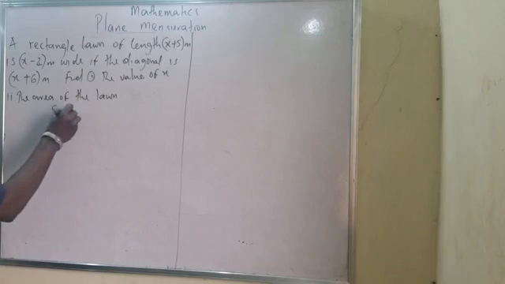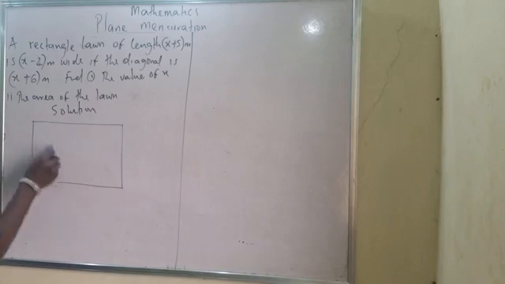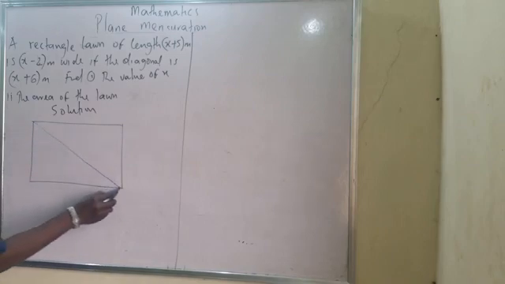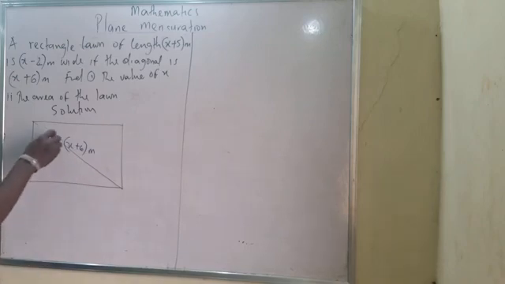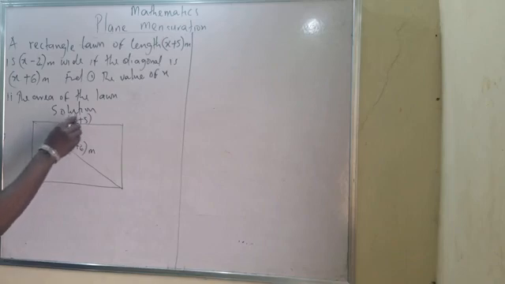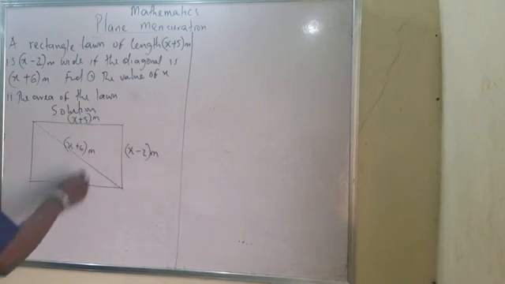Now, if I have that, it means I will have a solution to this problem. I can decide to do it this way for understanding purposes. The diagonal I'm talking about is this, and it is x plus 6 in meters. It has a length of x plus 5 and a width of x minus 2. They are all in meters.